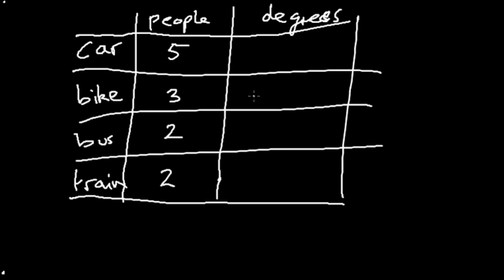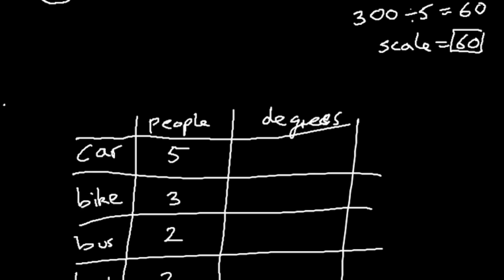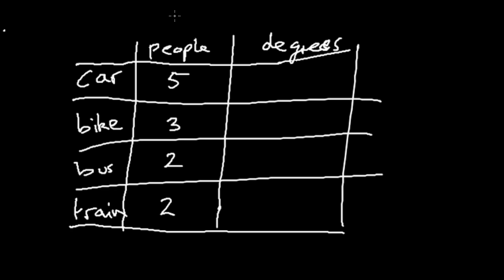Okay, so let's say that you wanted to make a pie chart. This is often what you see before you can actually make the pie chart. They'll give you some information. This is about people travelling to work. It says 5 people by car, 3 by bike, 2 by bus, 2 by train. And they want you to change it into degrees. Again, just like above, we need to have some information from both parts that is linked. At the moment, we only have information in the people part.